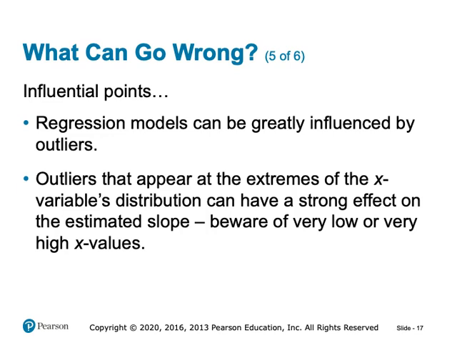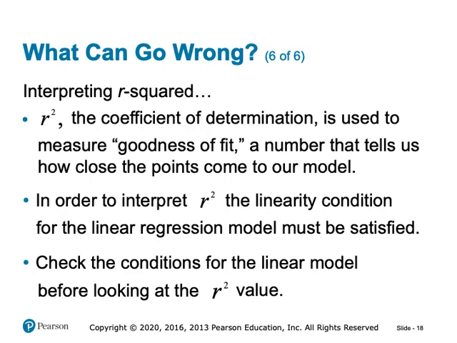In summary, influential points, particularly outliers at the extremes, can have a significant impact on your regression model, potentially leading to incorrect conclusions. It's important to identify these points, assess their influence, and decide whether they should be included in the analysis or addressed through methods like robust regression, which is less sensitive to outliers. The final potential issue to consider in regression analysis is the interpretation of R², the coefficient of determination. Let's explore what can go wrong if R² is misinterpreted or used without proper context.